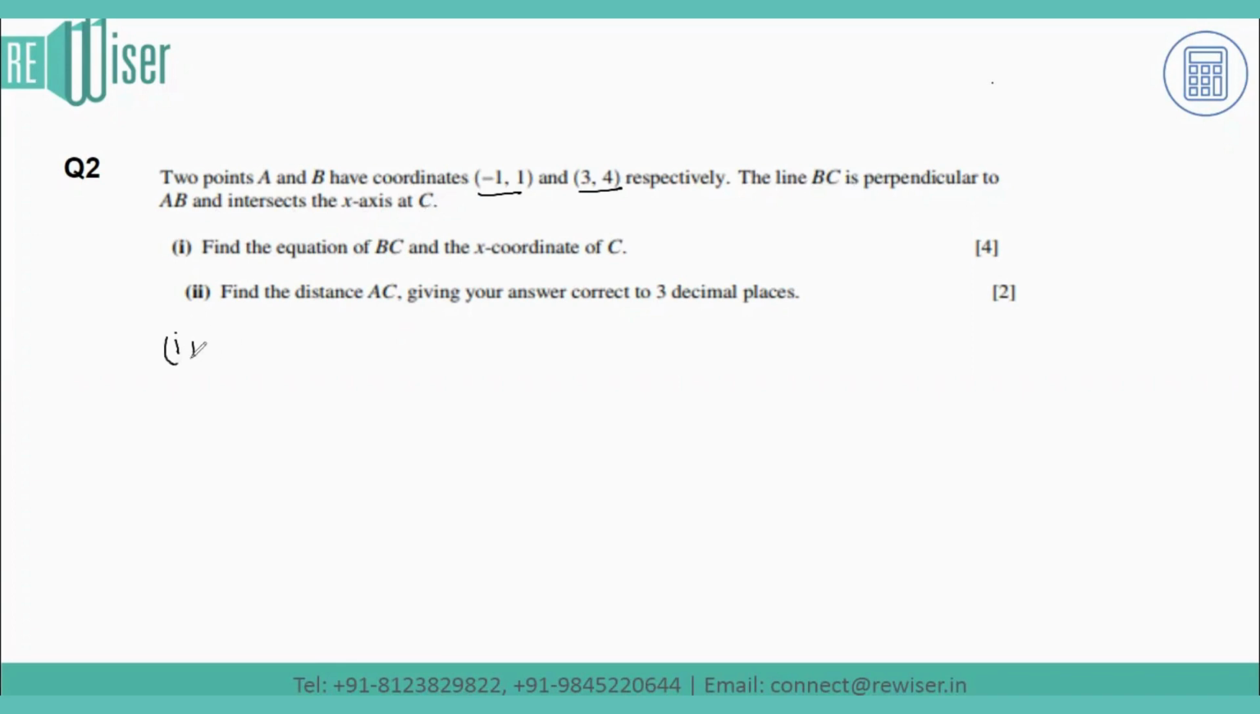So to answer the first part of the question, we first need to find the slope of the line AB, for which we'll be using the formula y2 minus y1 by x2 minus x1. So let this be your x1, y1 and this is your x2, y2. Applying the formula, y2 minus y1 is 1 minus 4, and x2 minus x1 is -1 minus 3. So I got -3 by -4. So the slope of the line AB is 3 by 4.